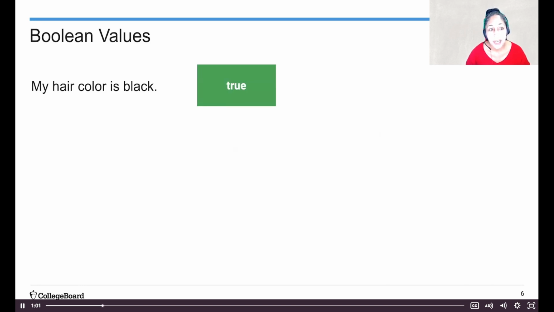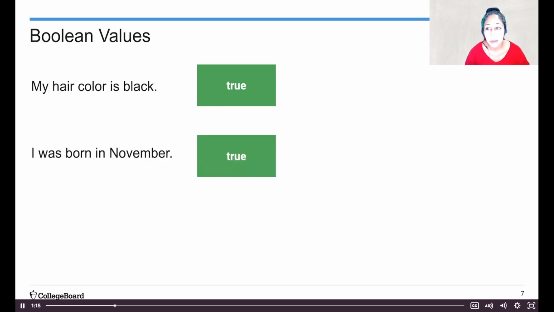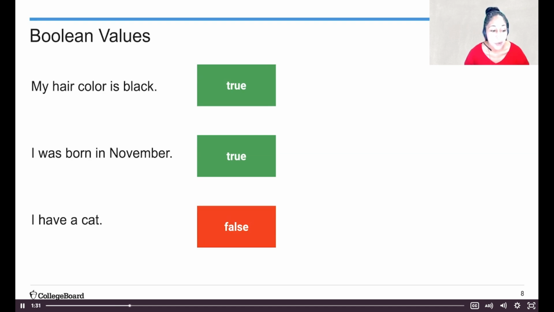So for example, if I were trying to determine a Boolean value to represent whether or not my hair color is black, that would be true because my hair is black. If I was writing a Boolean expression to represent whether or not I was born in November, that would be true because I was born in November. Or if I had a Boolean expression to determine whether or not I have a cat, that would be represented with the Boolean value false because I do not have a cat. I have two dogs instead.